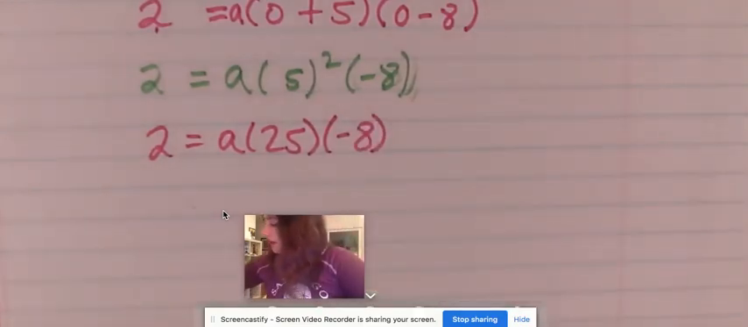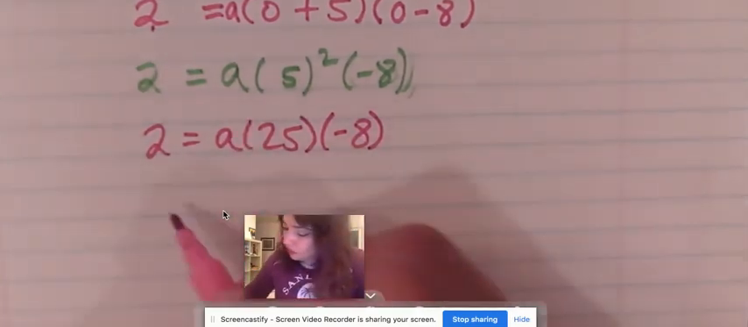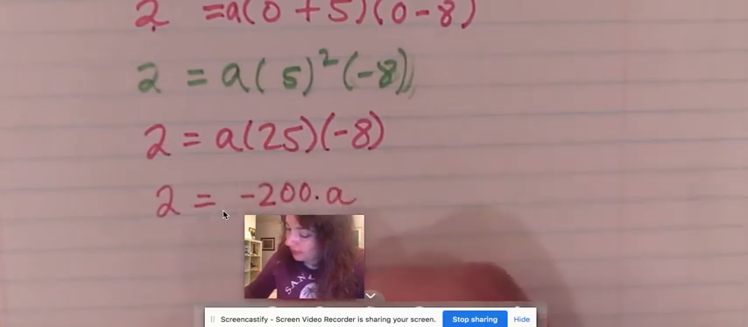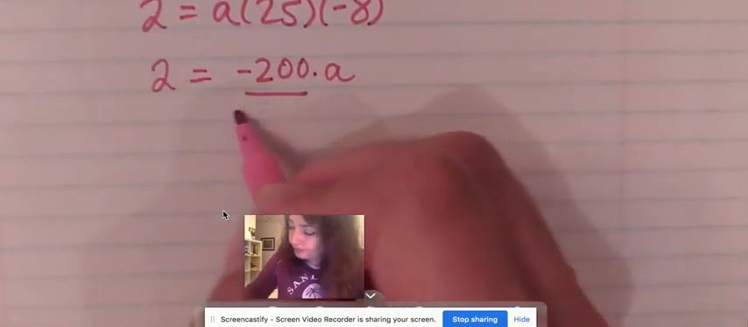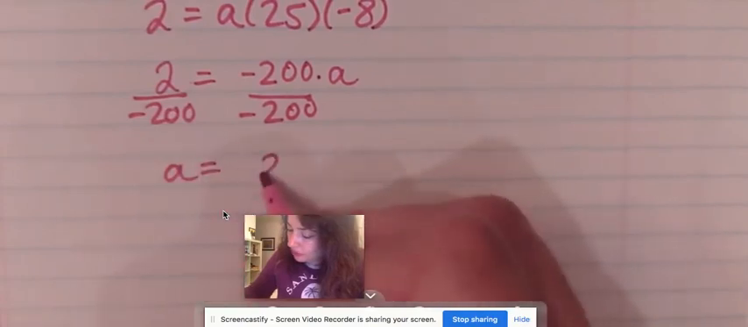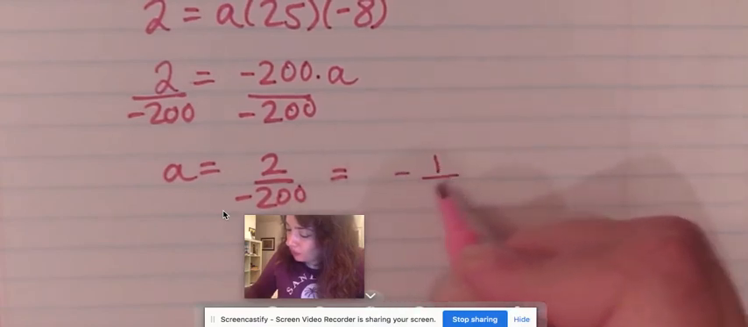And if I enter 25 times -8, you can do that by hand or on a calculator, however you wish. So what is 25 times 8? So let's take a look. 25 times -8 is -200. So 2 equals -200 times my a. Divide by -200. And I get that a is equal to 2 over -200. And that, of course, simplifies to -1 over 100.